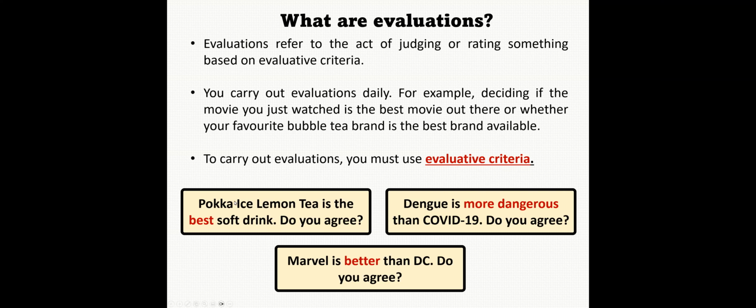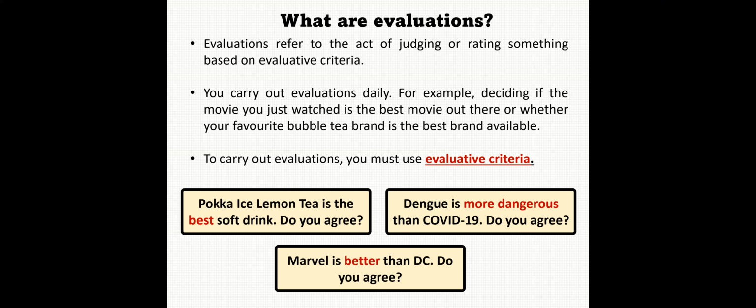For example, your friend asks you, Pokka Ice Lemon Tea is the best soft drink. I can say that I agree because it is the best tasting drink. So taste is an evaluative criteria that I use to compare Pokka Ice Lemon Tea to any other drinks out there. Let's say that your friend asks you, dengue is more dangerous than COVID-19. Do you agree? Maybe you can say that I disagree. COVID-19 is more dangerous. So how do you prove your point? You can use, for example, number of deaths. All right. So for example, COVID-19 has killed millions or hundreds of thousands of people, but has dengue killed as many people? That is an evaluative criteria. That is how you're judging whether COVID-19 or dengue is more dangerous.